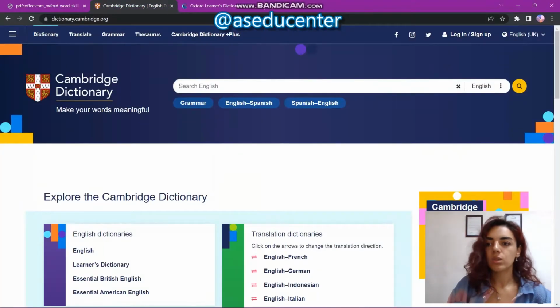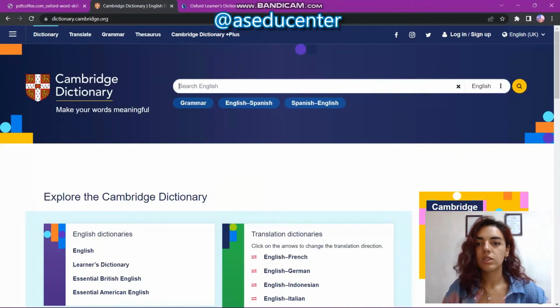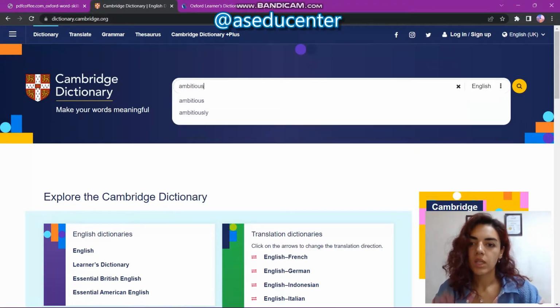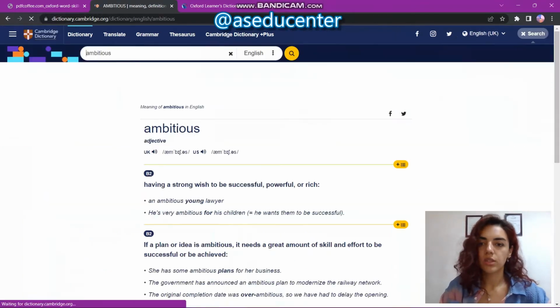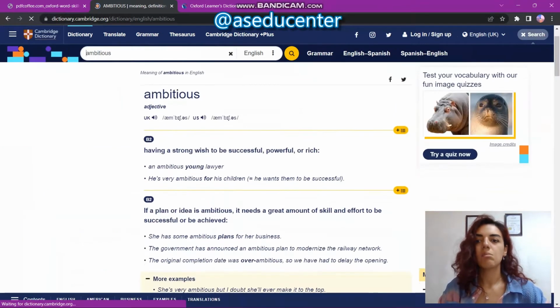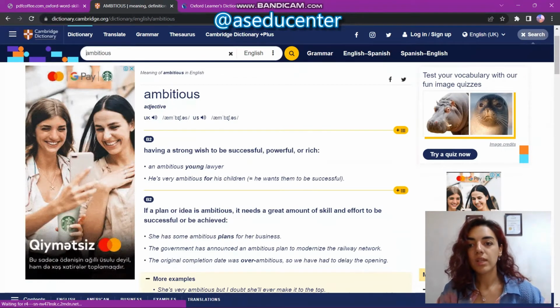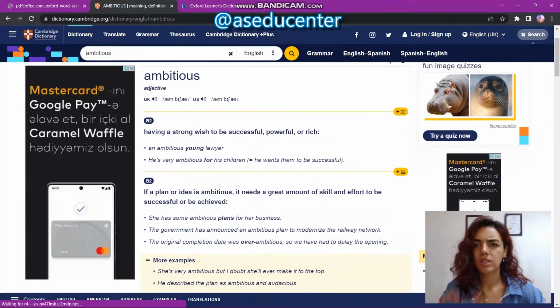Secondly, I should check the pronunciation. So we can use the website which is called Cambridge Dictionary. I highly recommend Cambridge Dictionary. So here we will just write the word here, ambitious. We click search. Then we get here the meaning of it, we get the pronunciation, we get a sample answer or examples, everything here.